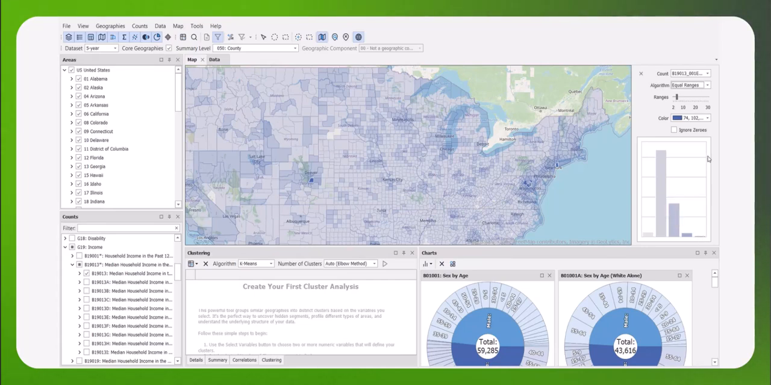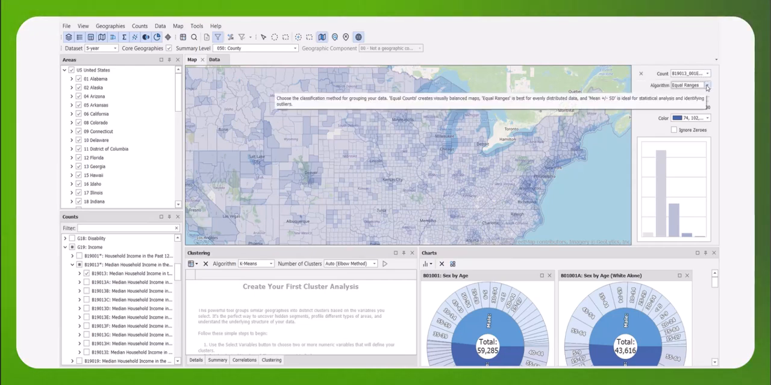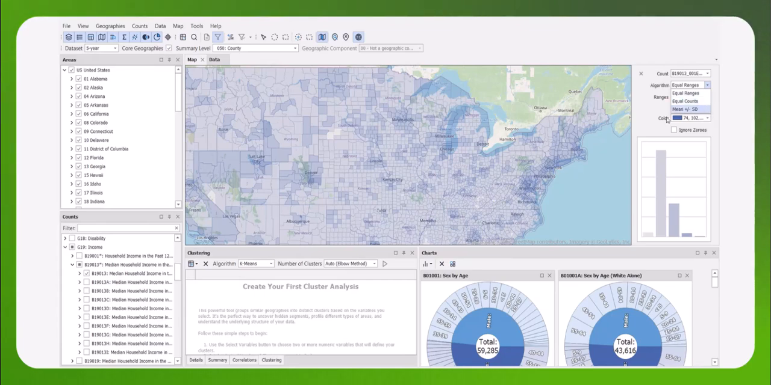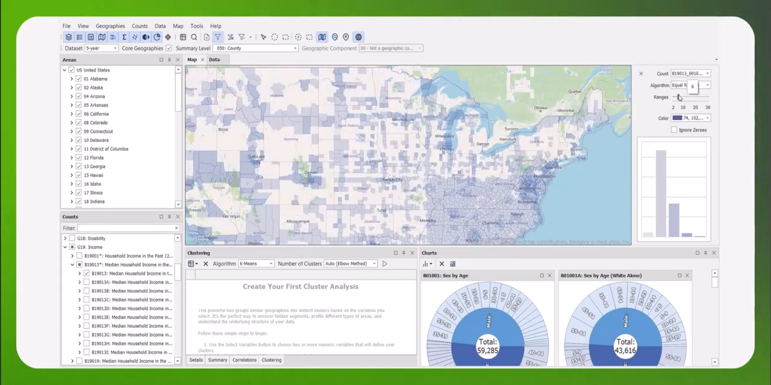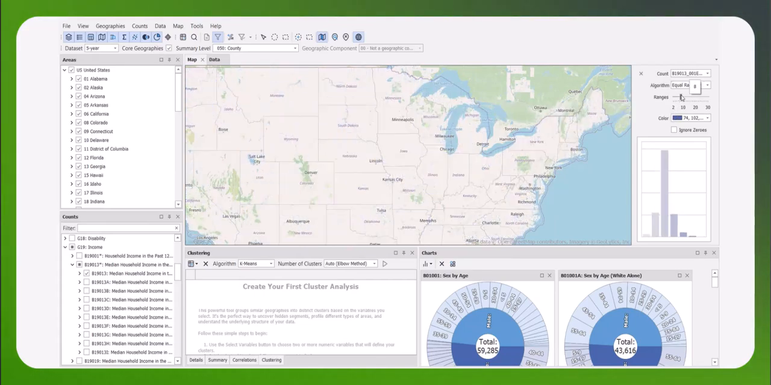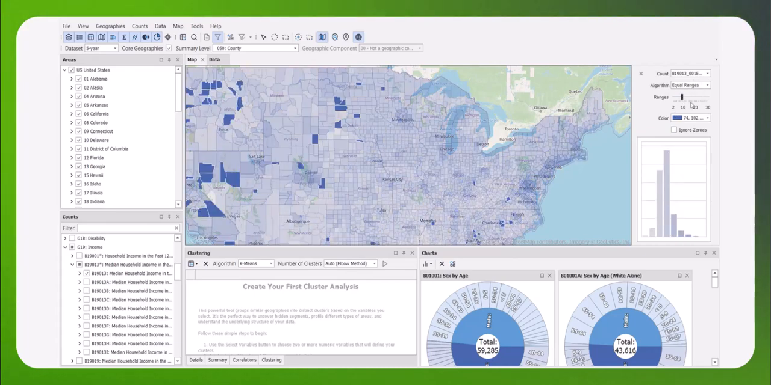To get to this, all you're going to do is select the variable that you want to see, and you just change here from equal range to equal count. You also here can change, this is showing it by 5, but you could decide instead you wanted to see it in 7 or in 10 different ranges, and it will then just keep shifting that as you change it.